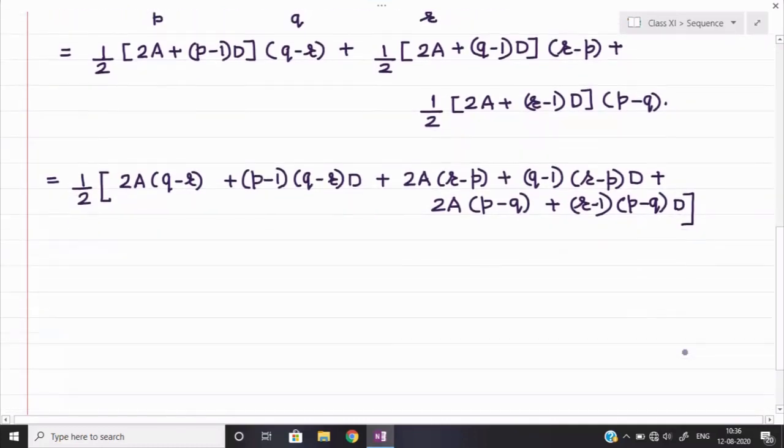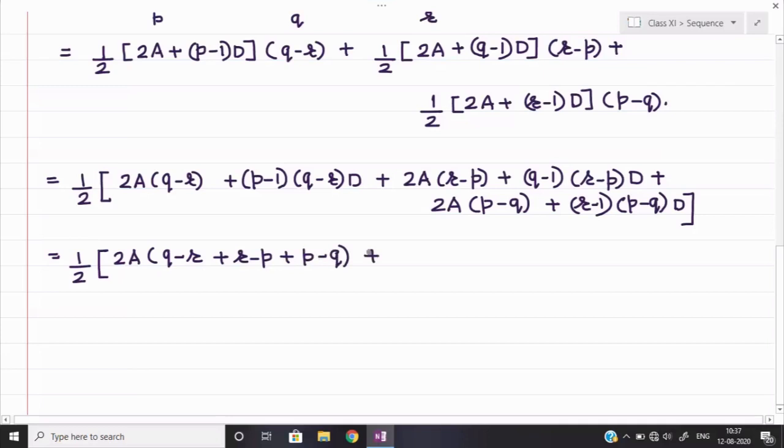So now observe the three terms 2A, 2A and this 2A. These three terms you observe. From these three terms I can take 2A common. So I am taking here 2A common, 1 upon 2 I am keeping as it is. So 2A is common from those three terms. So what will remain inside? Q minus R first, then R minus P second, and P minus Q, that is the third bracket. So that will remain inside.